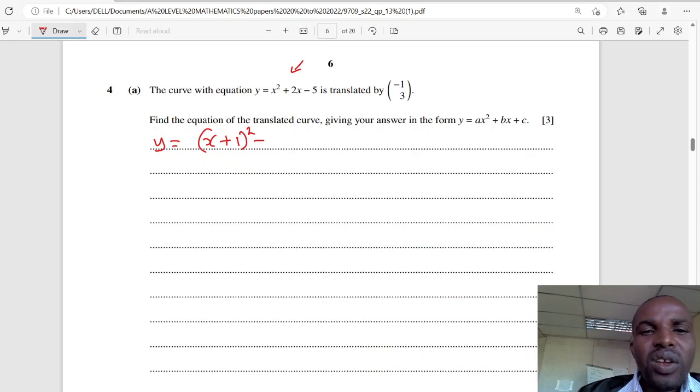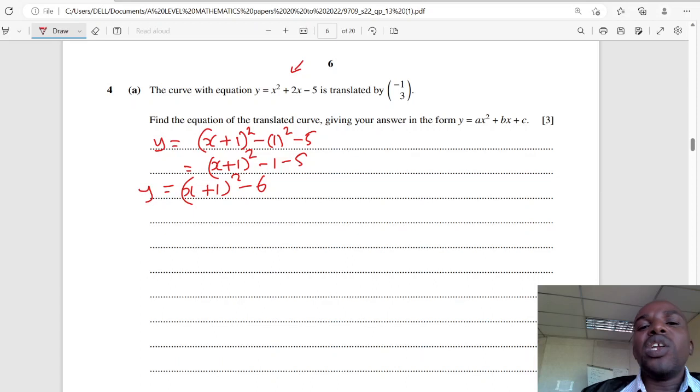It's minus 1 squared, then minus 5. So it will be x plus 1 squared, then minus 1 minus 5. So it will be x plus 1 squared, then minus 6. So this one is the original equation, right?